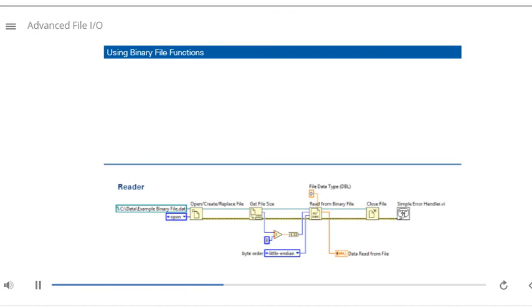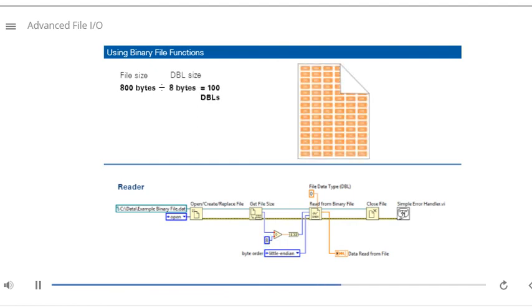Because we know that this binary file contains multiple DBLs next to each other, this VI uses the get file size to get the file size in bytes. In this case, the file is 800 bytes. And then divides the total number of bytes by the size of the DBL data type, which is 8 bytes, to get the total number of DBL numbers in this file.